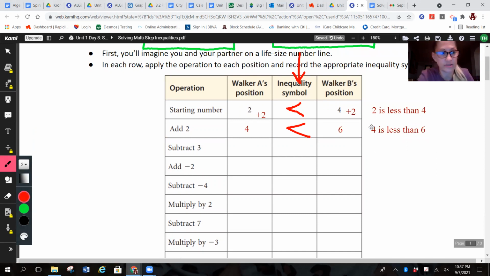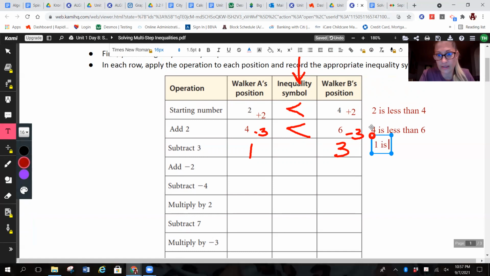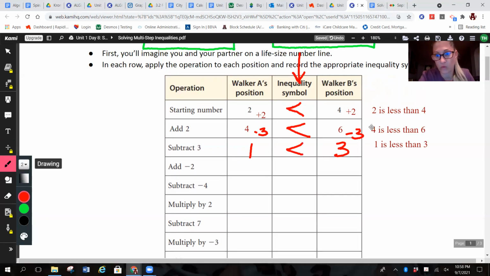Now it says we're going to subtract 3. 4 subtract 3 is 1. 6 subtract 3 is 3. Now let's read this again. 1 is less than 3. So we will write another less than.